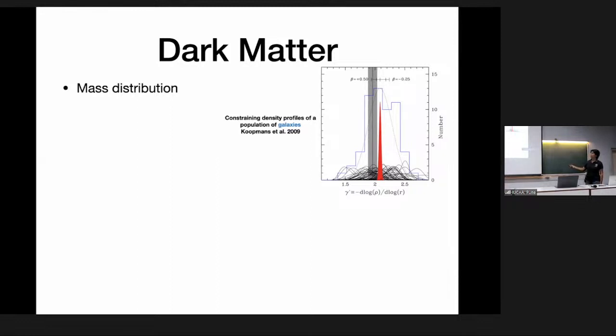Each of these different curves shows the density profile slope for each of the systems, but the red one is the joint analysis that is done on this large sample of systems, and you can see it's very close to a value of 2.